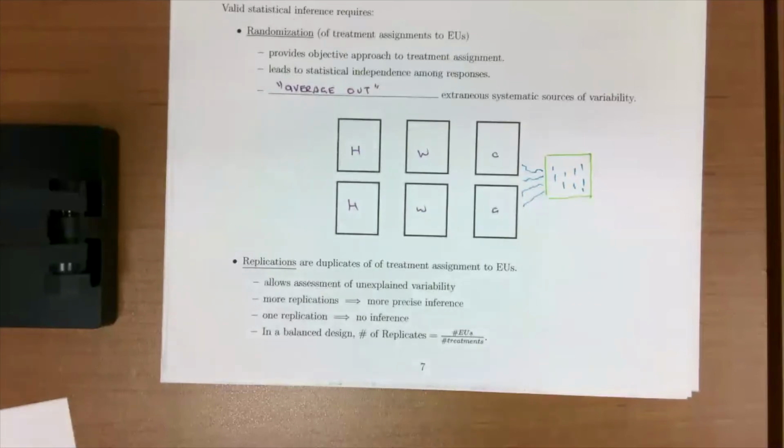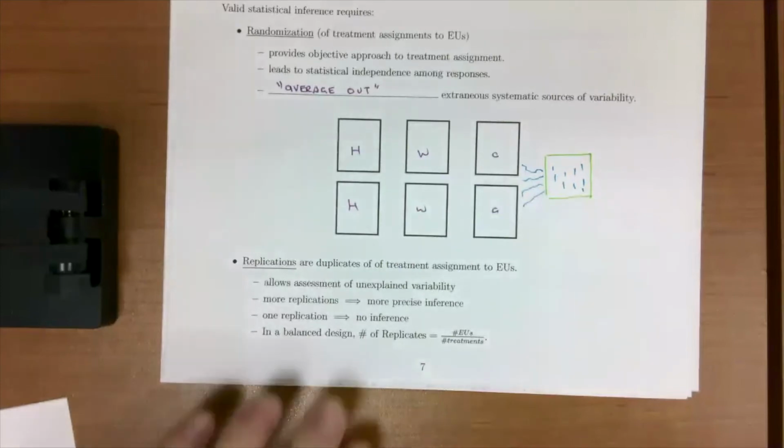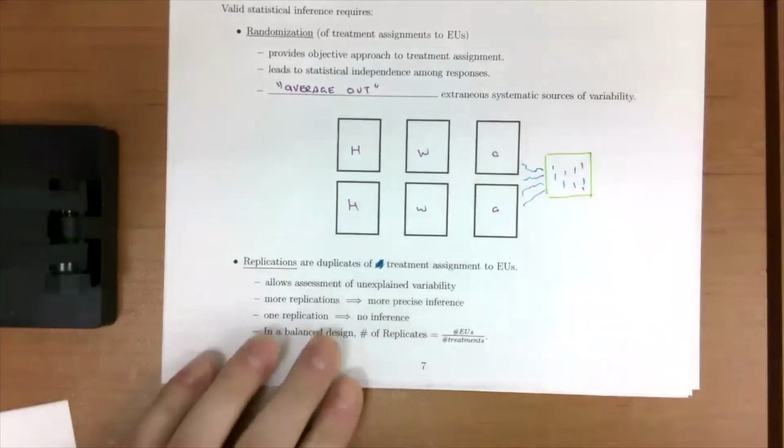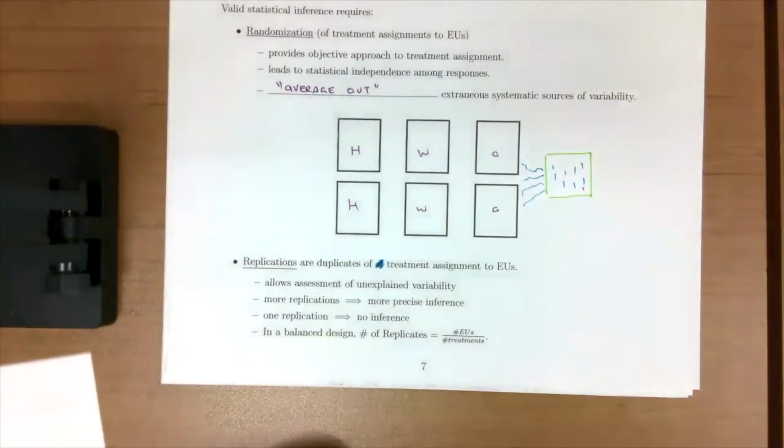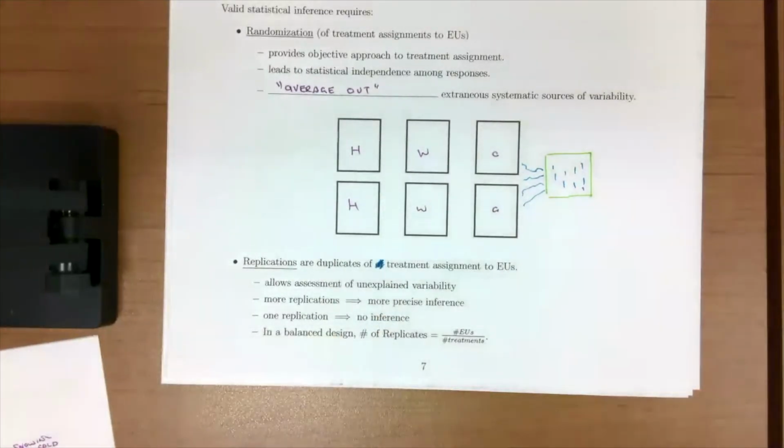The next thing that's important for statistical inference is replication. Replications are duplicates of treatments assigned to the EUs. Doing this is going to allow us to create inferences. If we only have one replicate, we can't have inference. It's also going to help us assess the unexplained variability.